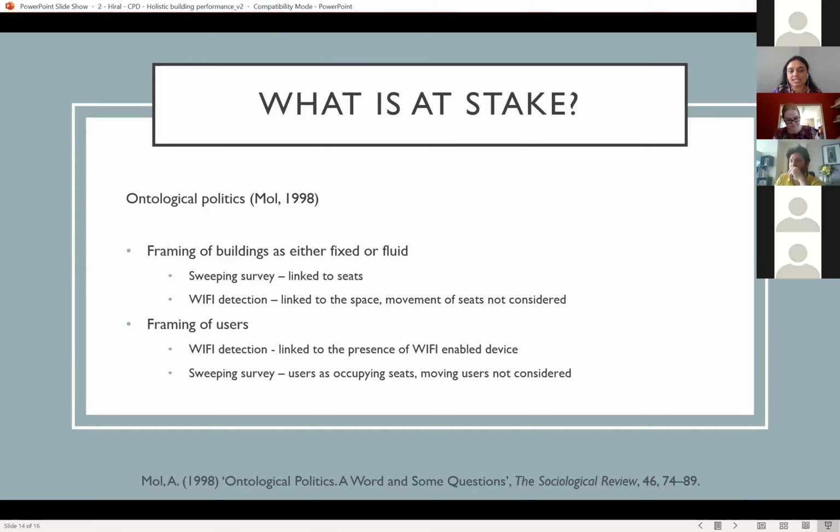And it has also implications in how we are framing users. So in Wi-Fi detection method, the users are framed through the proxy of Wi-Fi enabled device. However, in sweeping survey, the users are framed as those who are occupying the seats, and those moving are not considered, which would otherwise be picked up by the Wi-Fi detection method. So you can see here that the method we use has an implication on what is being studied and what is being measured.